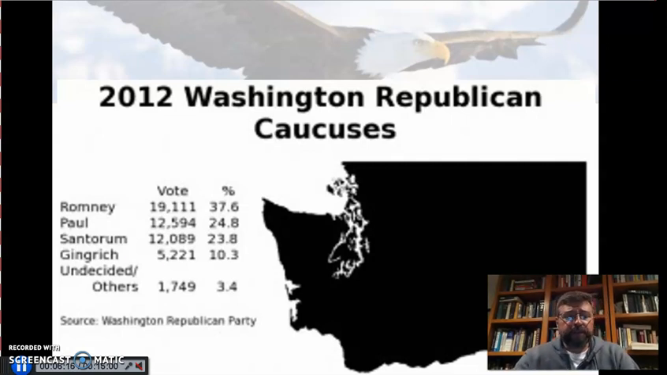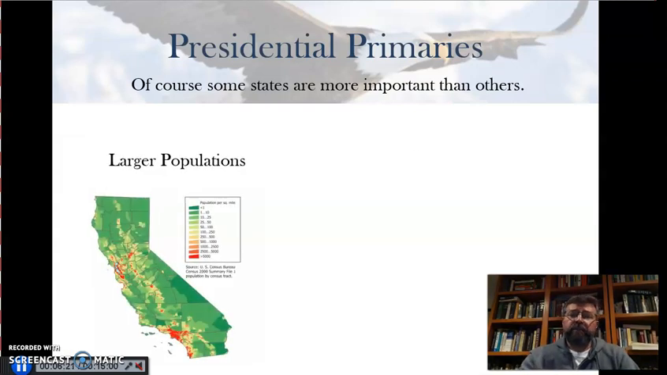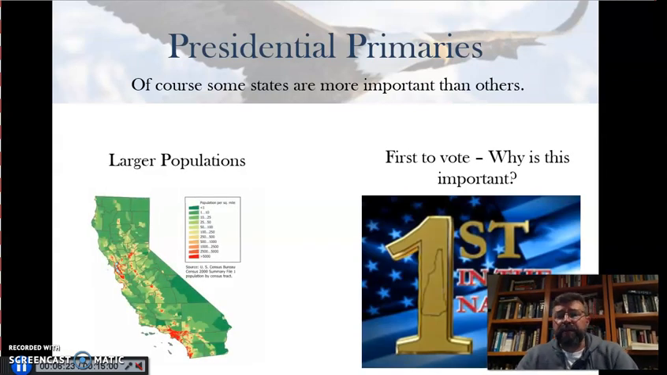The problem is that some states are more important than others, and we get that, and so every state wants to be important. And there's a couple different ways you can be important. The first way is to basically be a big state like California. California, Texas, New York, Illinois, Florida, these are big, big states. And of course the parties listen very closely to what they want. The other way is to be first.